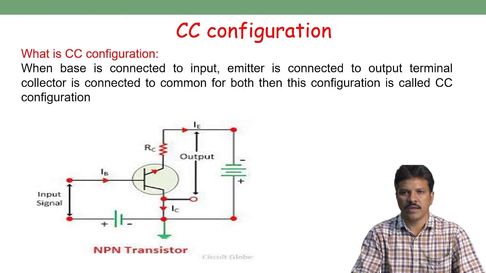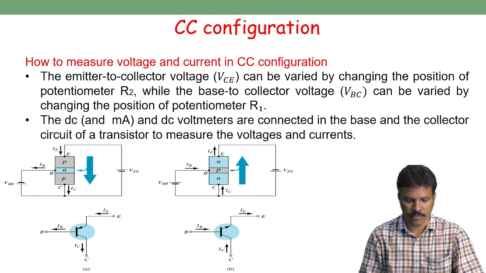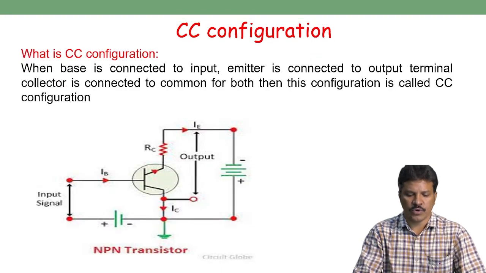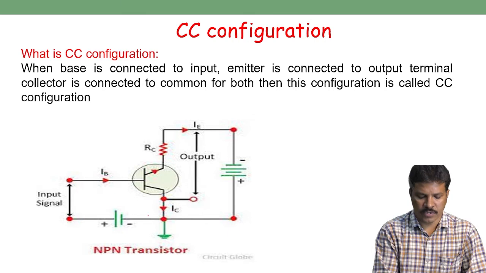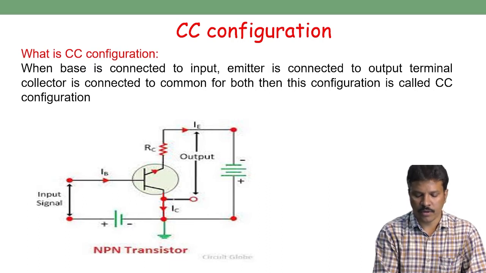We have seen that there are four variables, two from the input side and two from the output side, which are the input current and input voltage, and the output current and output voltage. So this is the circuit diagram, in which the collector terminal is common for both input and output.